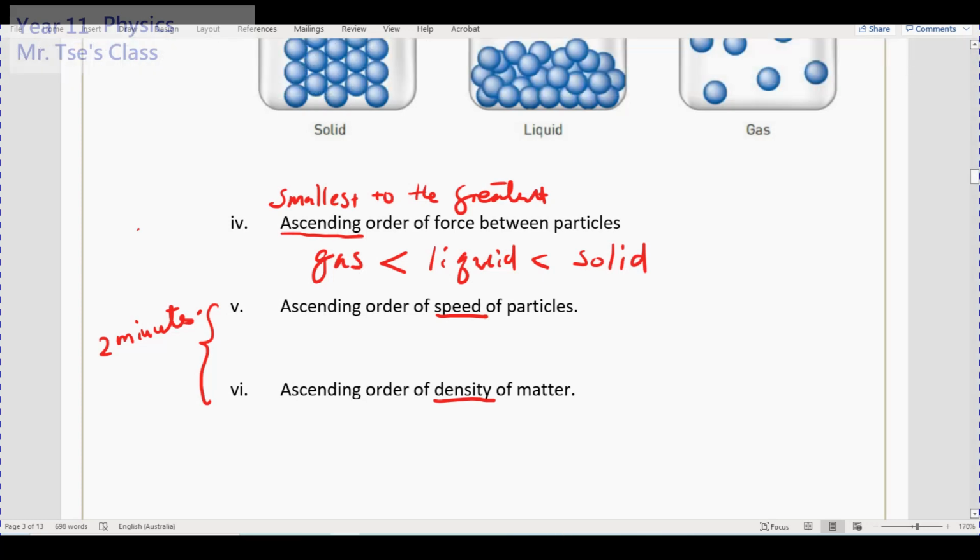Let's say speed. Of course, in a solid, the molecules are only allowed to vibrate a little bit around their equilibrium positions, so the speed should be the lowest. Then the liquid, and then the gas. You can see from the previous simulation that the molecules in the gas are just flying around crazy, right?